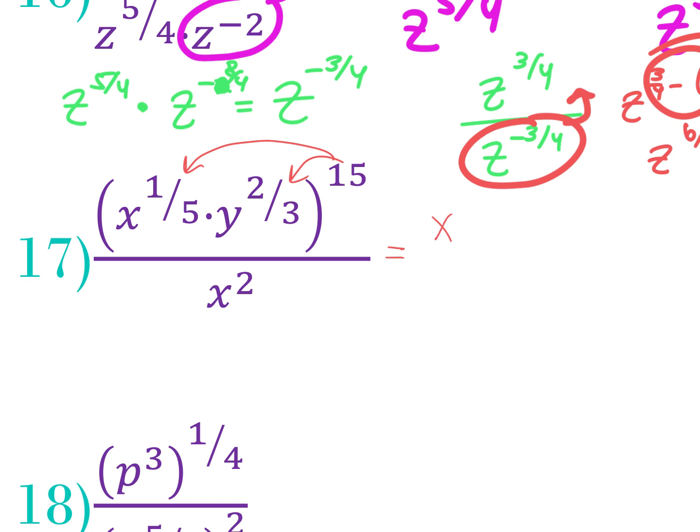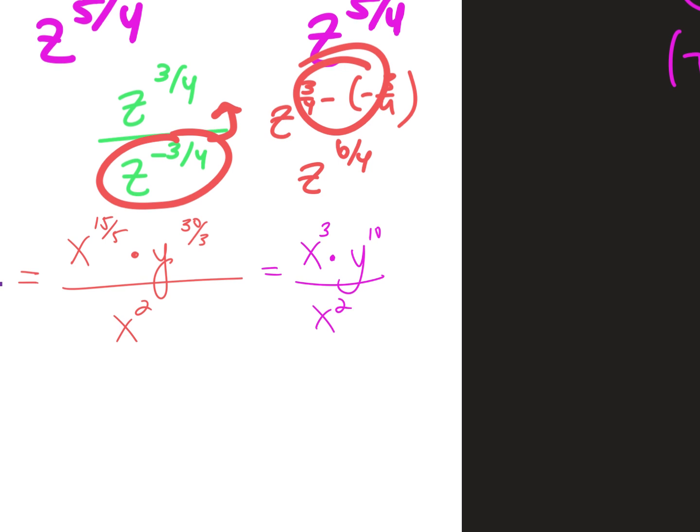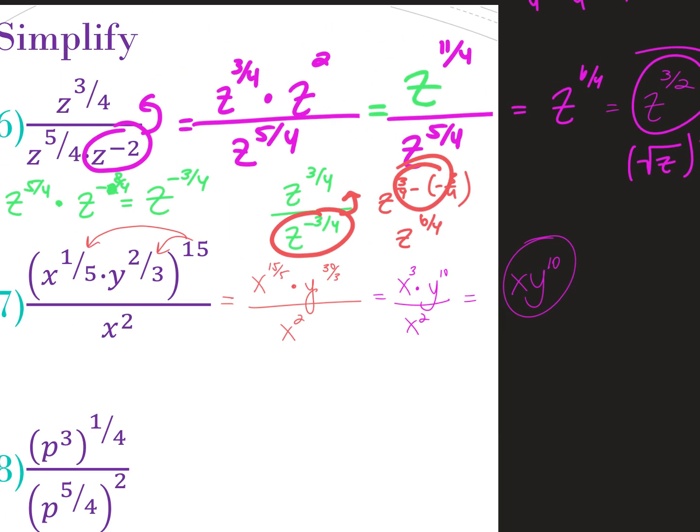I have x to the 15 fifths times y to the 30 thirds over x squared. You guys are like, seriously? What's wrong with you, Mrs. Meadows? This is not a hard problem, guys. What's 15 divided by 5? Oh, wow. Good job. What's 30 divided by 3? Oh, my goodness. Now what? Subtract what? The x. So 3 minus 2. Come on, come on. 3 minus 2. Perfect. Was that really that hard of a problem?